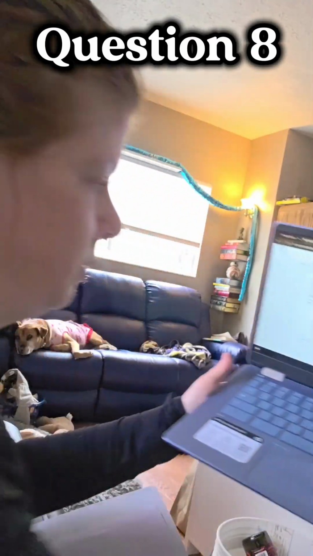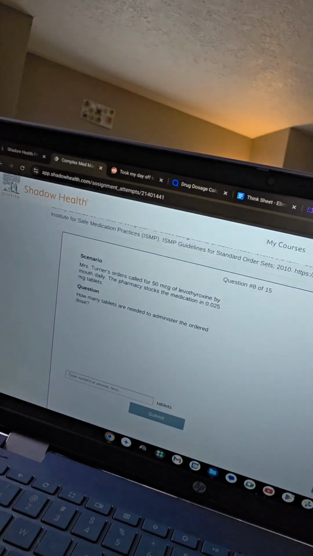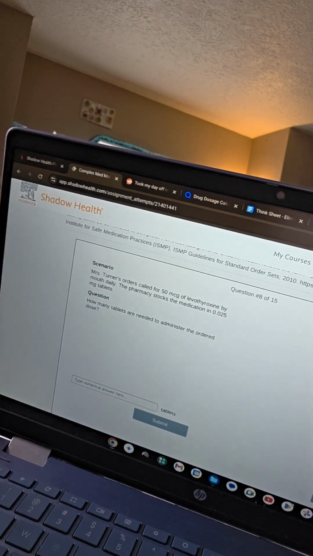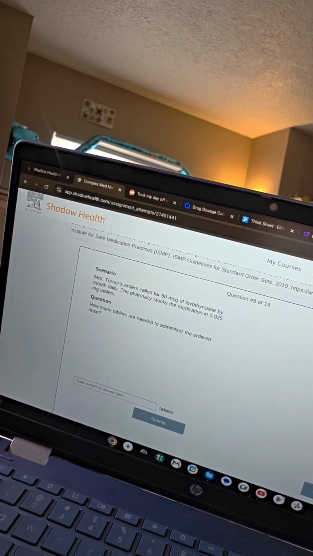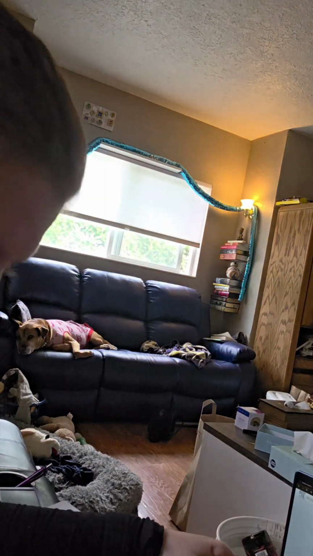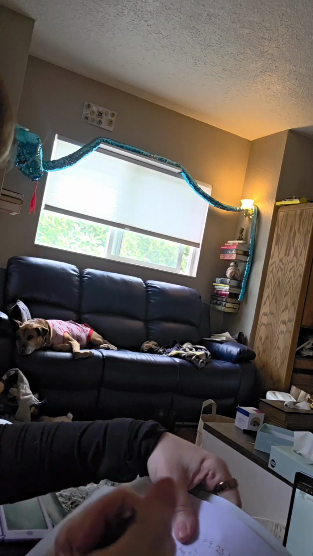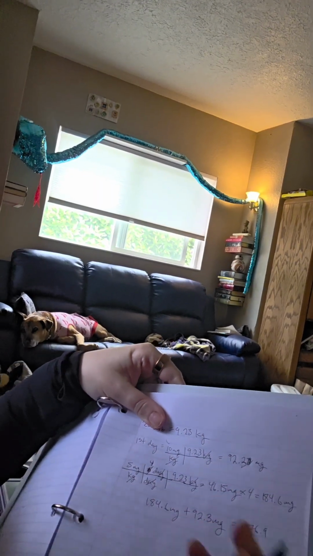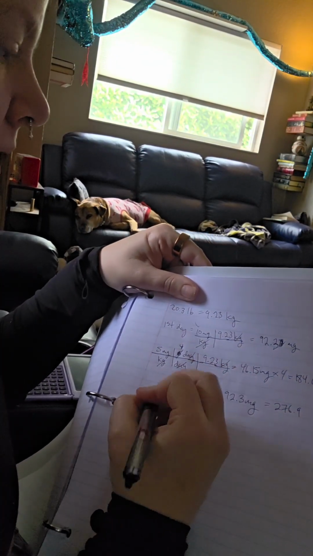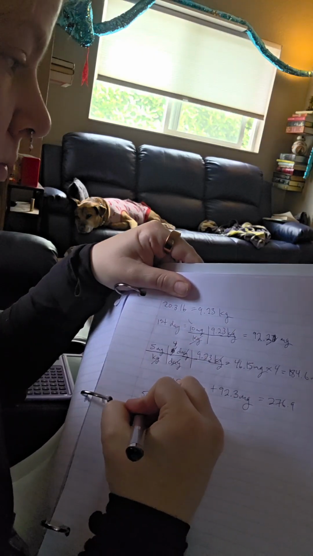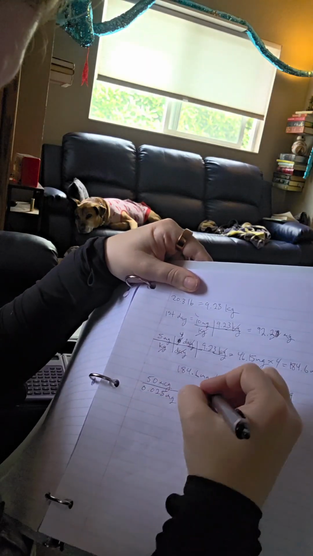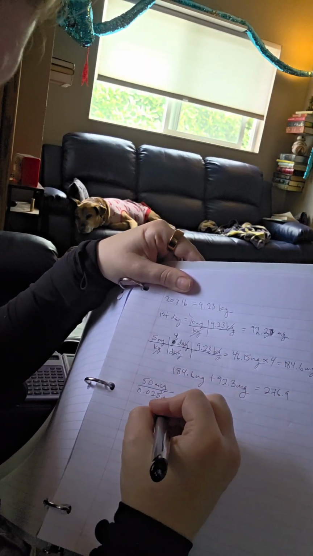Okay, let's move on to question number 8. Mrs. Turner's order calls for 50 micrograms of levothyroxine by mouth daily. The pharmacy stocks medication in 0.025 milligrams tablets. This one we did earlier. It's one of the easier ones. You just have required over desired, so required over given, I guess. So she needs 50 micrograms, but they stock 0.025 milligrams.